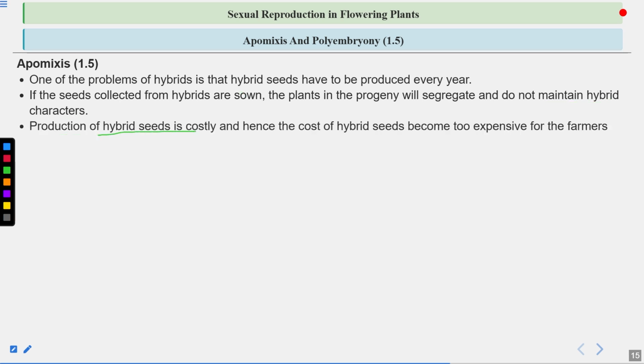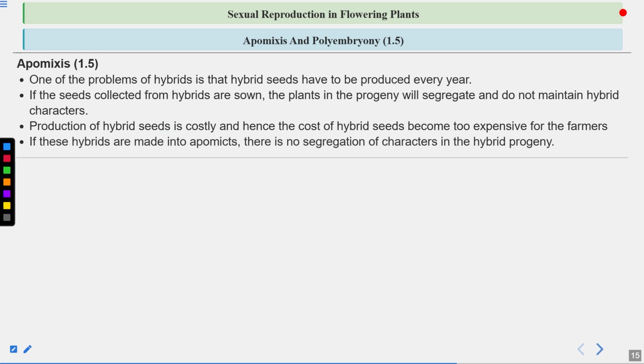The production of hybrid seed is costly, and hence the hybrid seed becomes expensive for the farmers. This is a problem, that every year you have to produce these hybrid seeds, and the production of hybrid seeds is very, very costly.